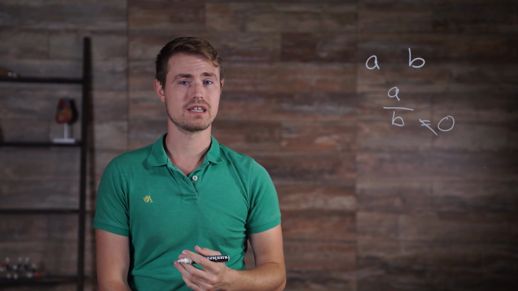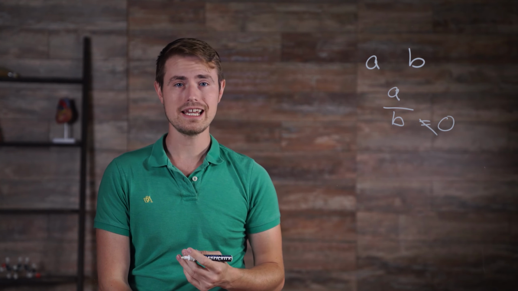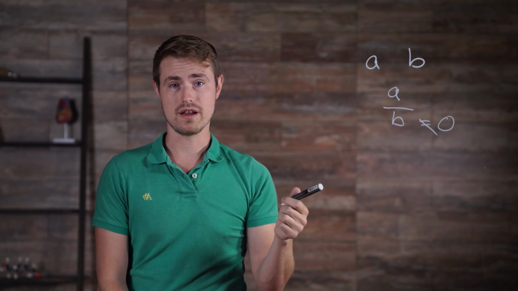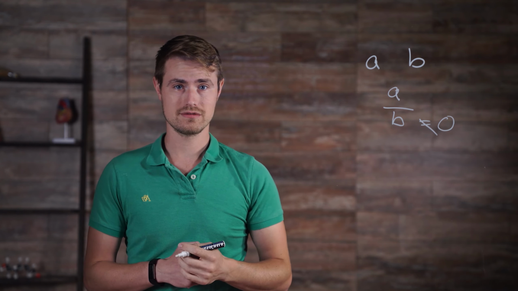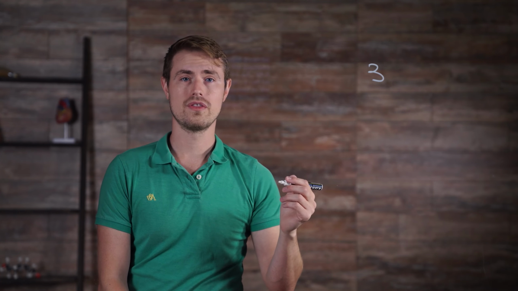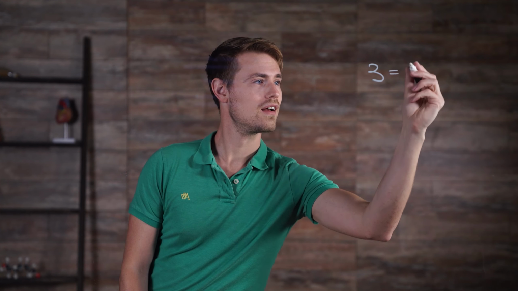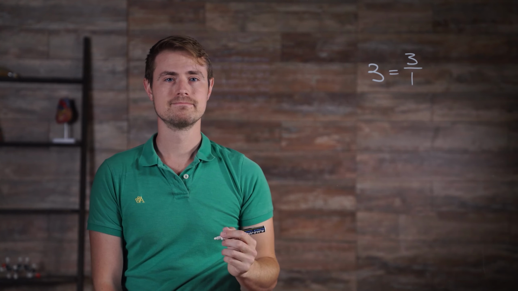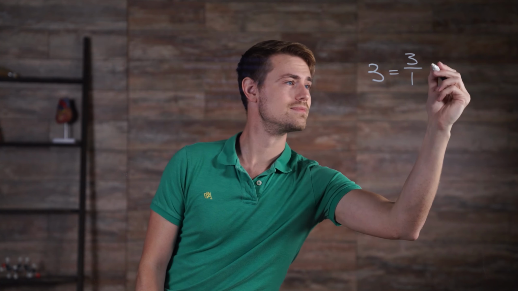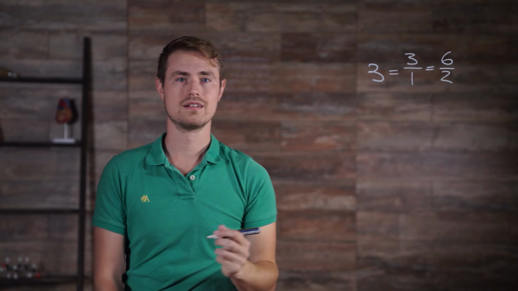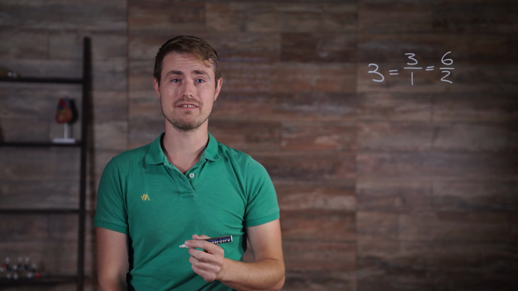Clearly, the set of integers can be written as ratios because any integer divided by 1 results in the original integer. As illustrated here, integers can be expressed as fractions in infinite numbers of ways. The integer 3 can be represented as the fractions 3 over 1, 6 over 2, and even negative 24 over negative 8.